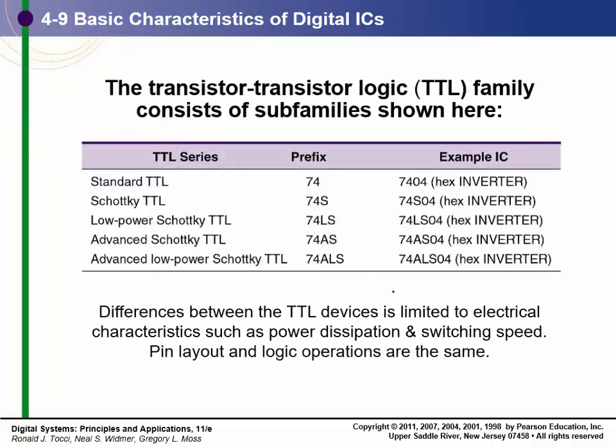Okay. This is old information. When we talk about digital chips, we have a whole series of families, and this goes through 5 of them. The standard TTL, the Schottky TTL, the low power Schottky TTL, the advanced Schottky, and the advanced low power. The difference between each of those really is speed and power dissipation. When we look at an LS part, it's a low power dissipation.